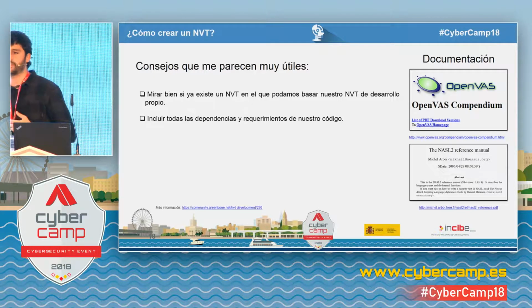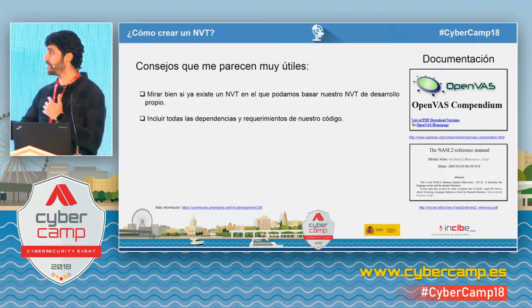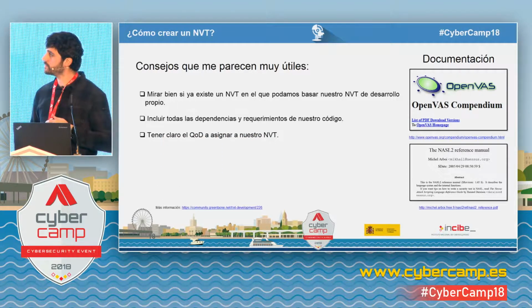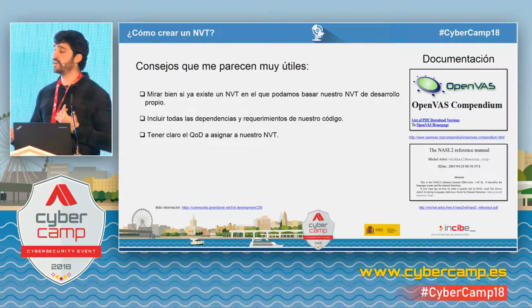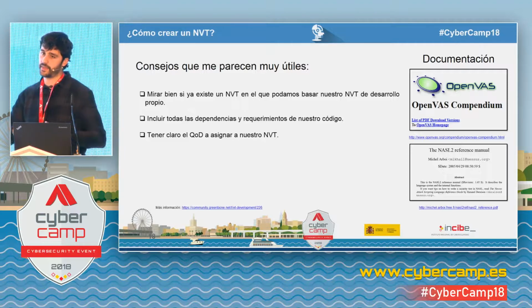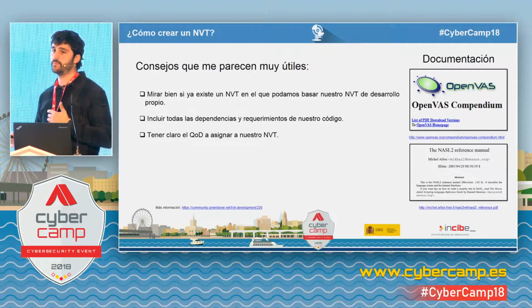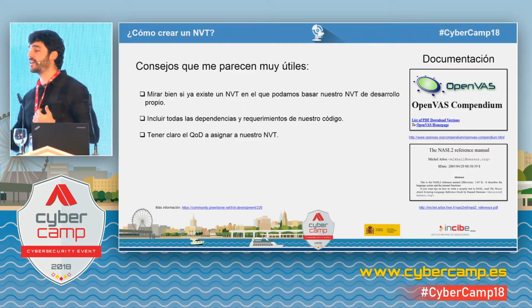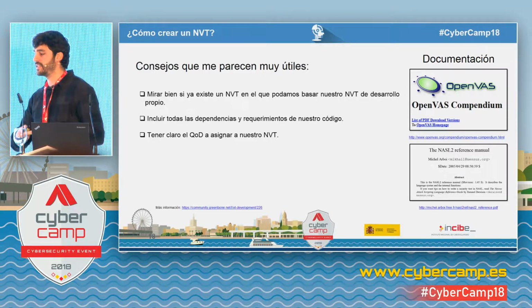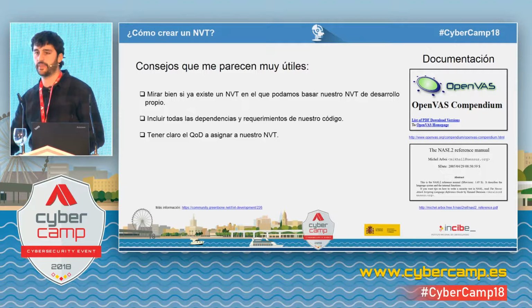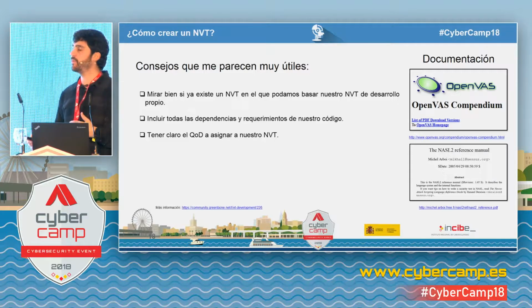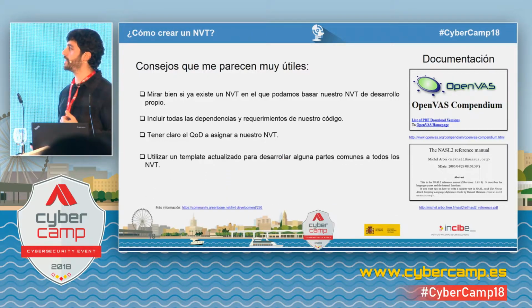Then include all dependencies and requirements of our code. What are the dependencies that my NVT will have? For instance, open port, or I need a specific tool. Later on, we'll see that we may use different supported tools. Then also being aware of the QoD, that is to say, quality of detection. Quality of detection will be discussed later on. And that will mean that our NVT may have 80% or 90% level of quality.